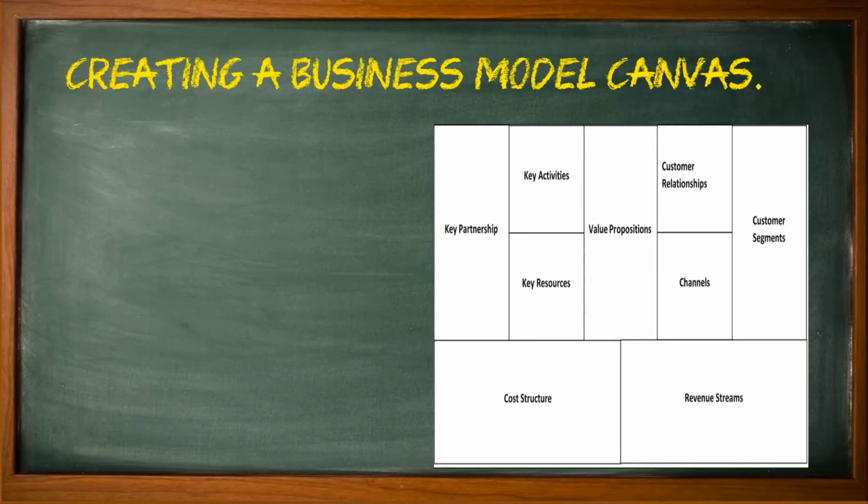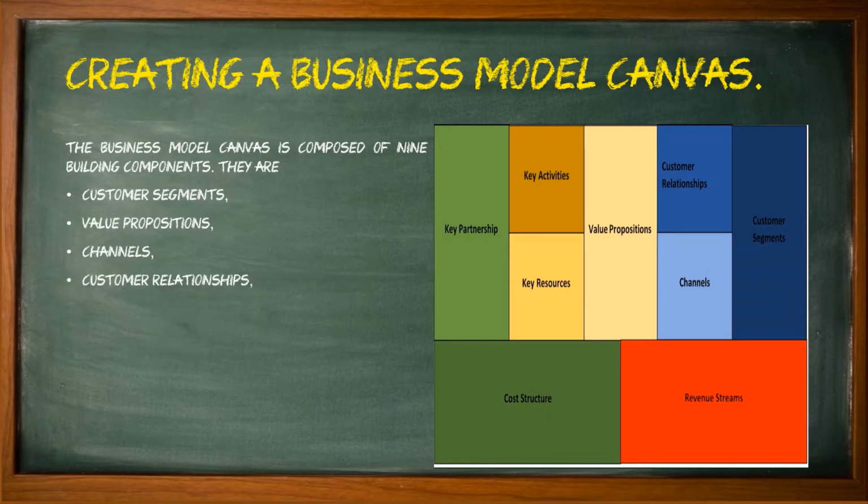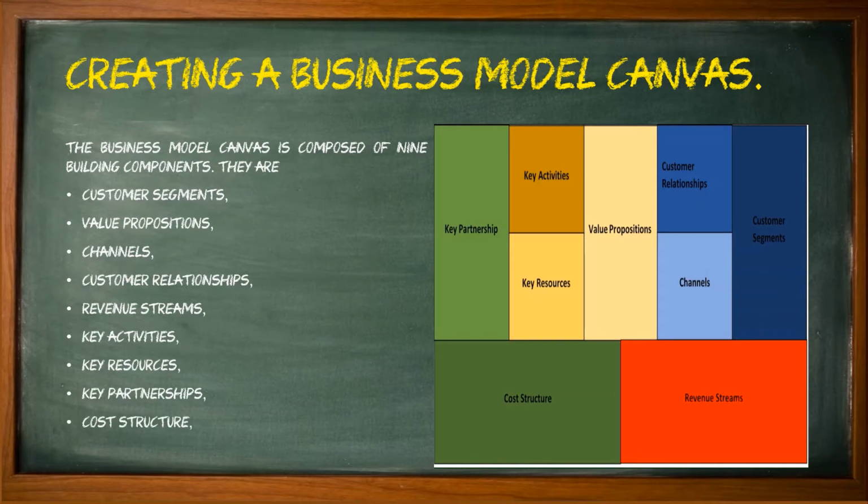Creating a business model canvas. The business model canvas is composed of 9 building components. They are: customer segments, value propositions, channels, customer relationships, revenue streams, key activities, key resources, key partnerships, and cost structure.